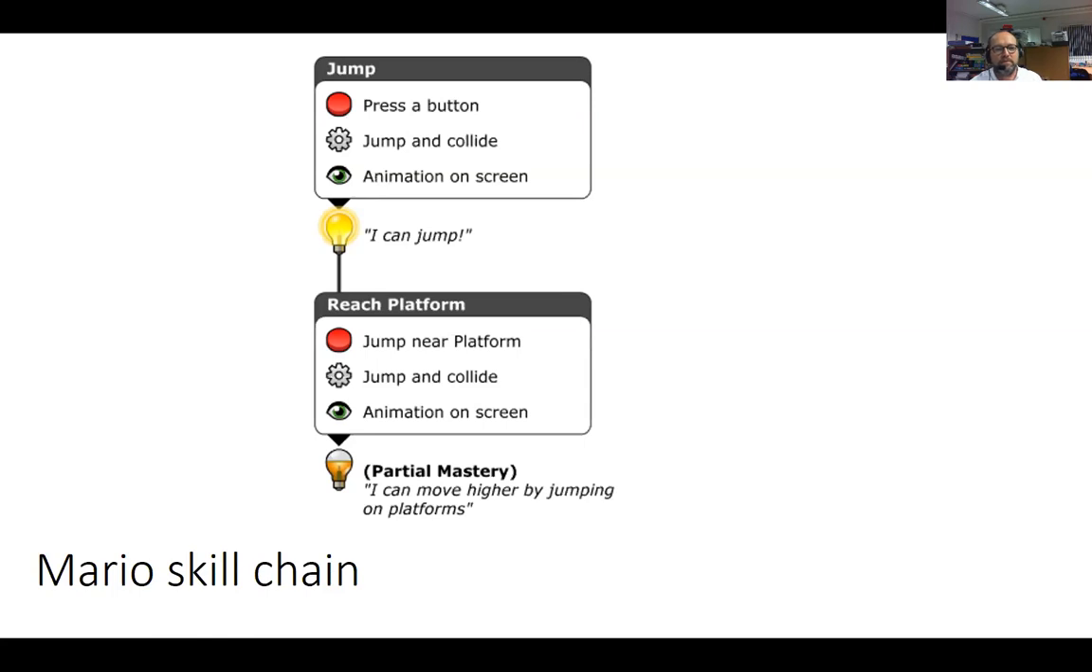In Mario, the skills that you develop as you go through the game get more complicated as you continue through the game, but the basic skills are the same at the beginning as they are at the end.